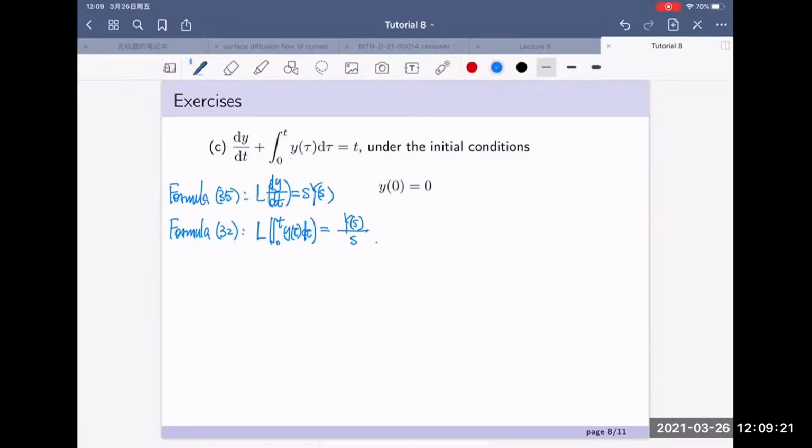For formula 35, initially you need to subtract from it the initial condition, but for this question, the initial condition is 0, so you actually don't have this extra term. Anyway, by using these two formulas, 32 and 35, you apply the Laplace transform to the equation. So S times capital Y plus 1 over S times capital Y equals Laplace transform of T, which is 1 over S squared. Here you use formula 3 actually.